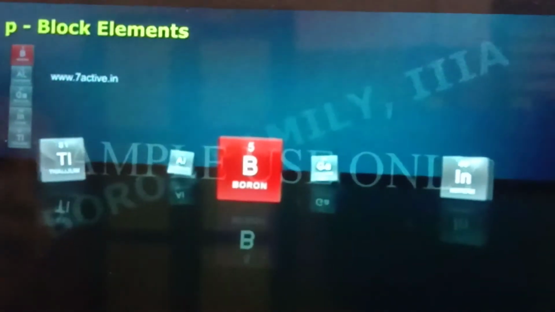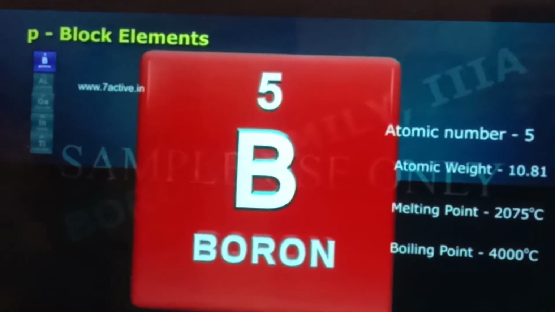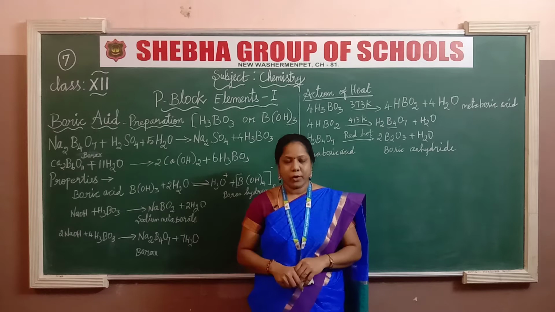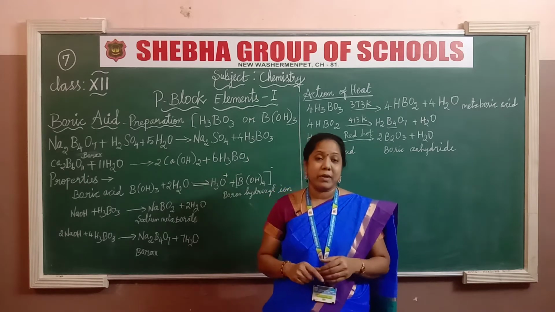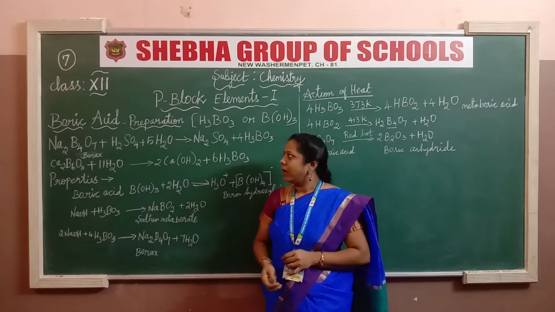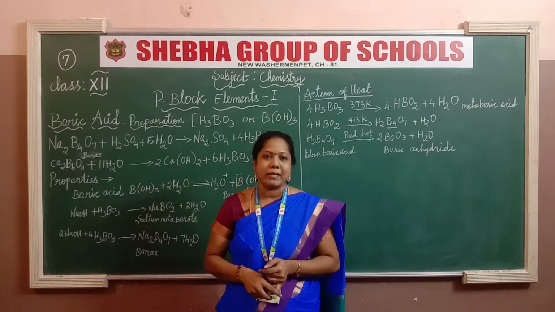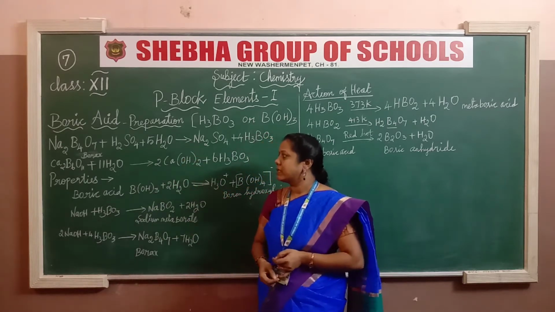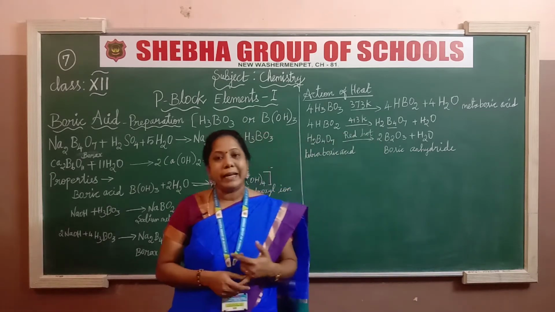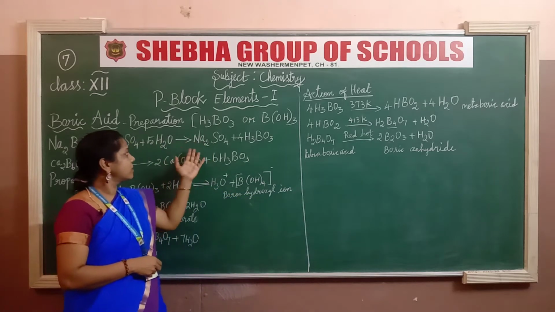Today we go for the first family, boron, and further concepts. Okay students, I hope you understand about the P block elements and where they are in the periodic table. Today's concept is boric acid. In boric acid, we want to go through the preparations, the properties, the reactions with ammonia and heat, and further equations.